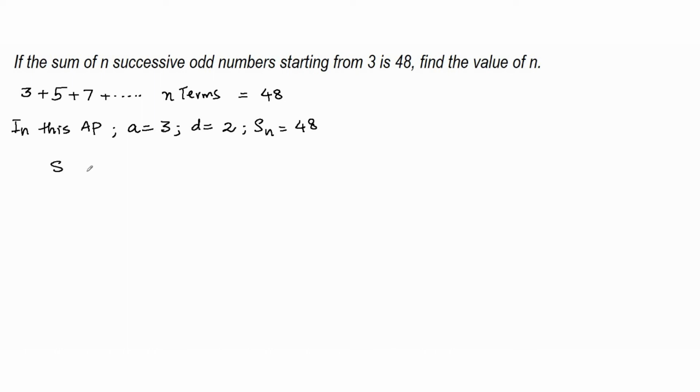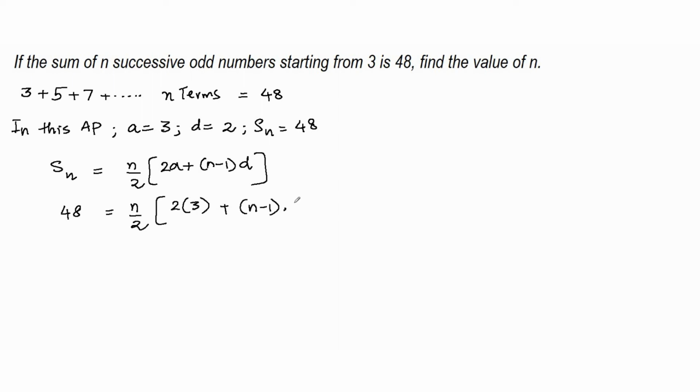So I know the formula for Sn. Sn is given by n by 2 times 2a plus n minus 1 times d. So Sn is 48 in this case. So 48 is equal to n by 2 times 2 times 3 plus n minus 1 times 2. I can shift this 2 for cross multiplication. So 96 is equal to n into 6 plus 2n minus 2, which means 96 is equal to n into 4 plus 2n.